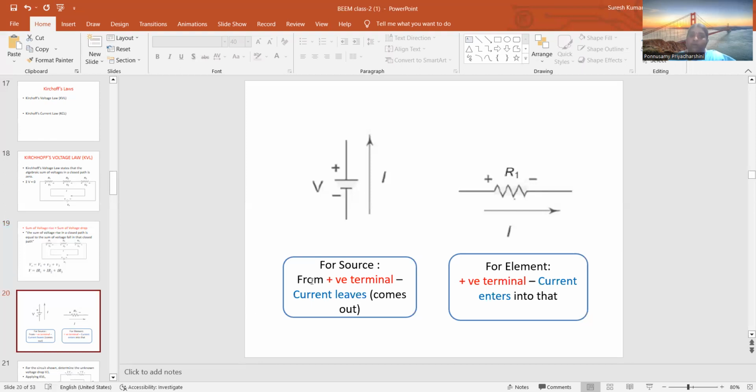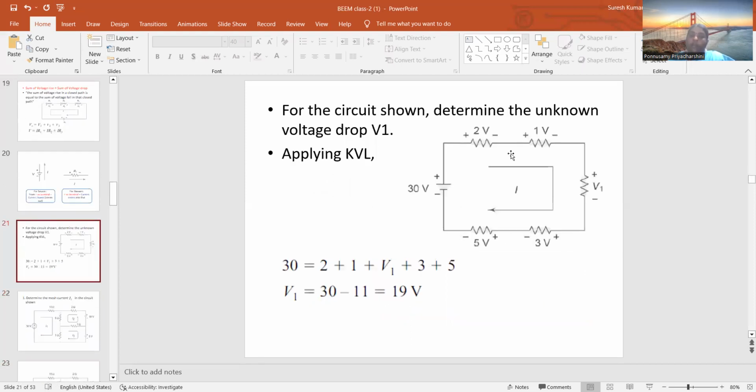From the source, at the positive terminal, the current is leaving, and in this element, the current is entering toward the node. For the circuit shown, determine the unknown voltage drop V1. So we have to find out the voltage drop V1. This is going to be the voltage rise, and the remaining elements I can take as drops. If the voltage rise is equal to the voltage drop, the remaining unknown is V1.